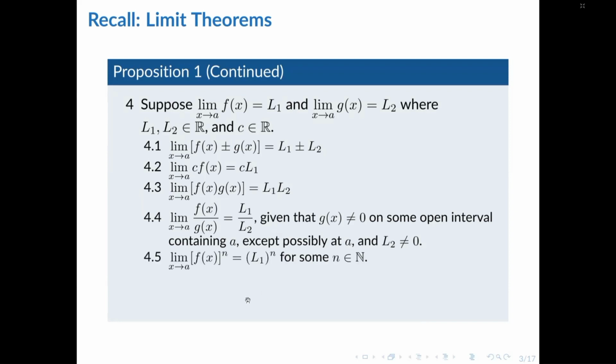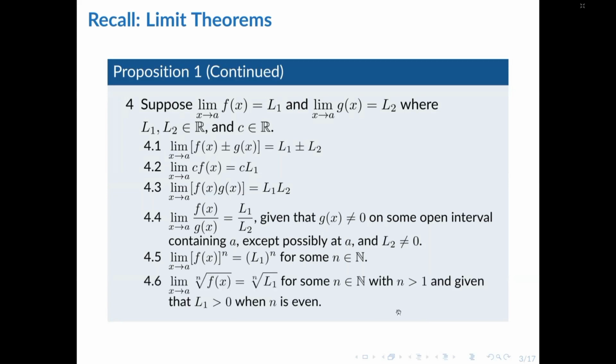The limit of f of x raised to n as x approaches A is equal to the limit of f of x, which is L1, raised to n, for some value of n, which is an element of all natural numbers. The limit of the nth root of f of x as x approaches A is equal to the nth root of L1 for some value of n, which is an element of all natural numbers, with n greater than 1, and given that L1 is greater than 0 when n is even.